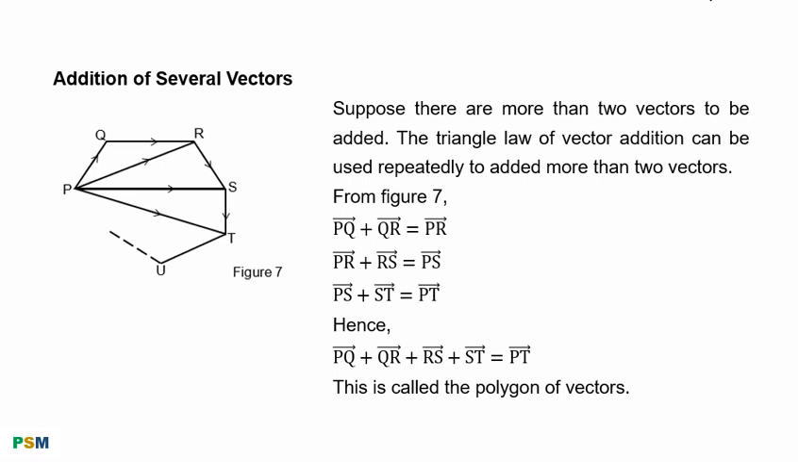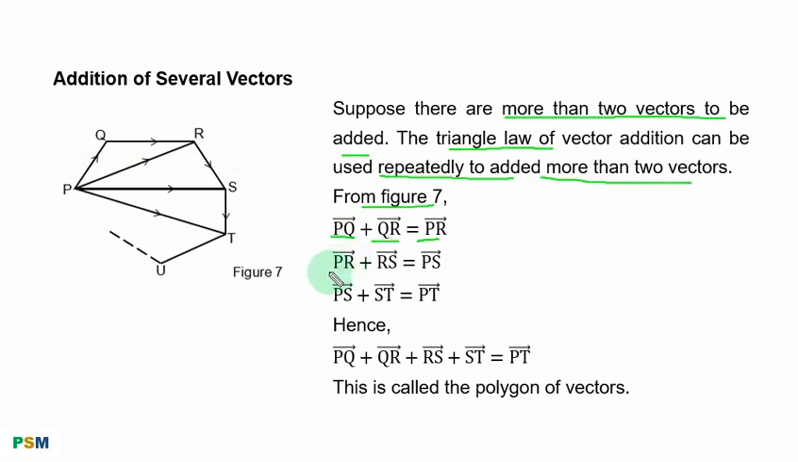Addition of several vectors. Suppose there are more than two vectors to be added. The triangle law of vector addition can be used repeatedly to add more than two vectors. From figure 7, vector PQ plus vector QR is equal to vector PR.